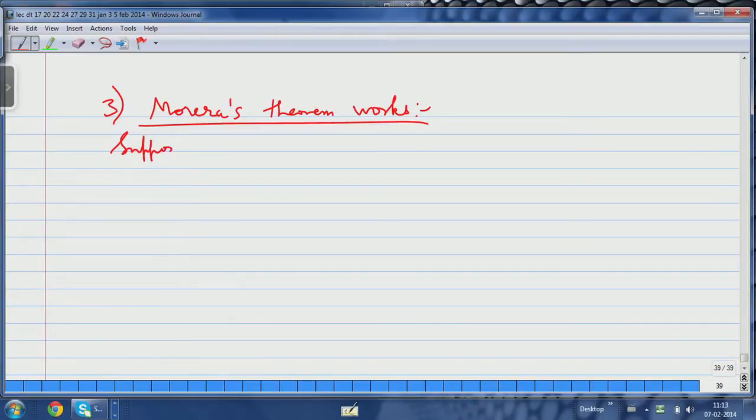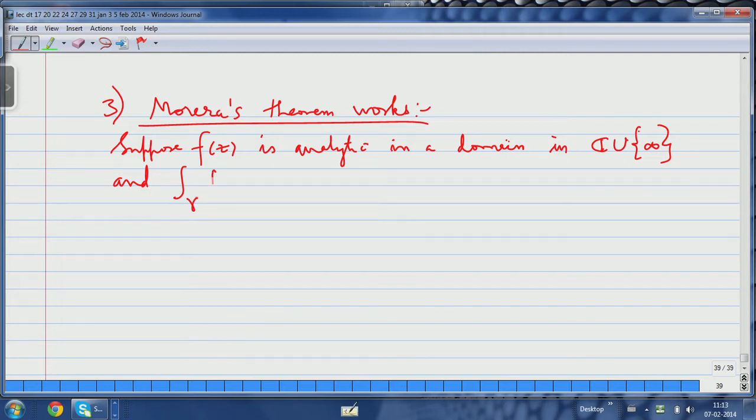And then the last thing that I said was about Morera's theorem, and that Morera's theorem actually works even for a function which is analytic in a domain in the extended complex plane. So let me explain that. Suppose f of z is analytic in a domain in C union infinity, which is the extended complex plane, and the integral over gamma of f of z dz is 0 for every simple closed curve in that domain.